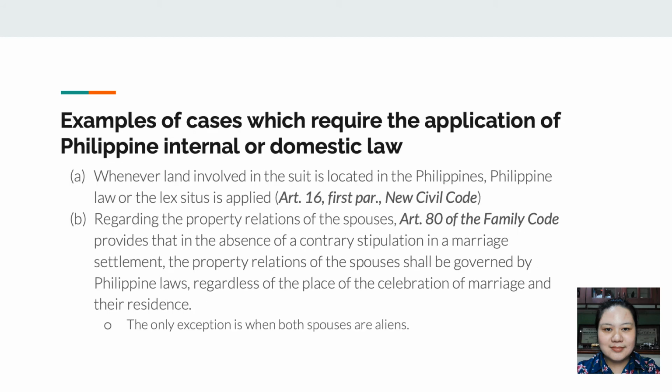So here are some examples of cases which require the application of Philippine internal or domestic law. a. Whenever land involved in the suit is located in the Philippines, Philippine law or the lex situs is applied, as provided for in Article 16, first paragraph of the new Civil Code. b. Regarding the property relations of the spouses, Article 80 of the Family Code provides that in the absence of a contrary stipulation in a marriage settlement, the property relations of the spouses shall be governed by Philippine laws, regardless of the place of the celebration of marriage and their residence. The only exception is when both spouses are aliens.